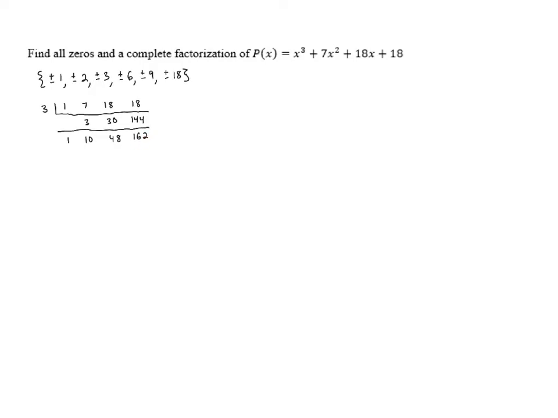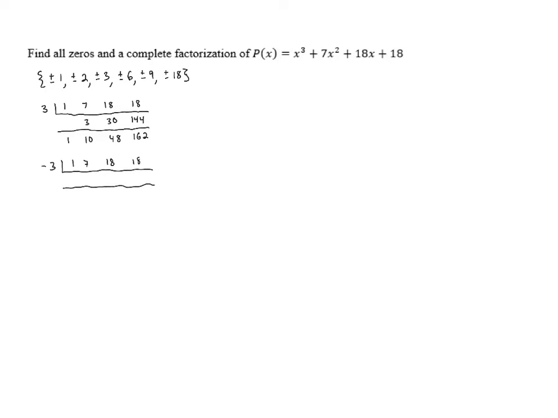Though there's something interesting that happens when we try 3. Because all of these coefficients are positive and 3 is positive, when we multiply and add, all we have are positive numbers, and so there's no way we're going to end up with 0 in the end. In fact, this is true for all of the other positive possible rational zeros as well. So we can tell immediately that the rational zeros are going to have to be negative. So let's try -3 and see if this works out better.